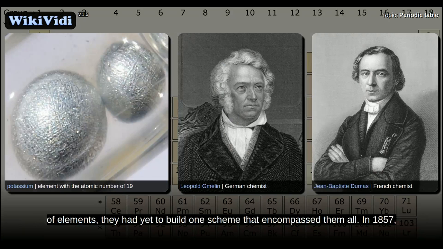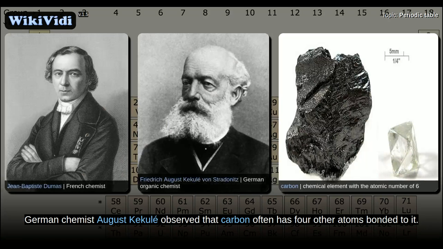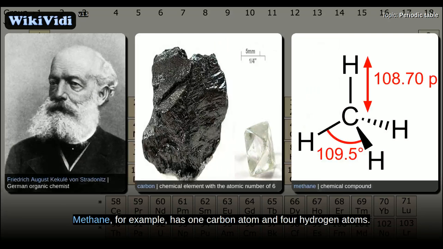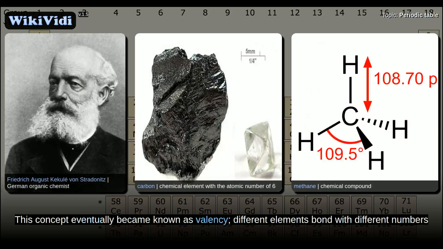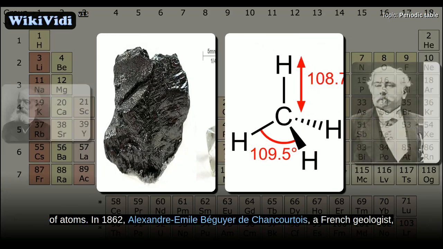that encompassed them all. In 1857, German chemist August Kekule observed that carbon often has 4 other atoms bonded to it. Methane, for example, has 1 carbon atom and 4 hydrogen atoms. This concept eventually became known as valency. Different elements bond with different numbers of atoms.